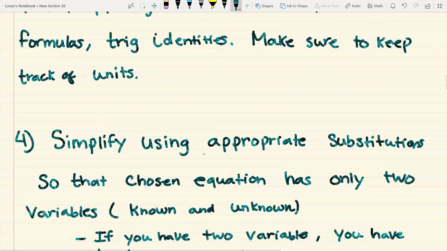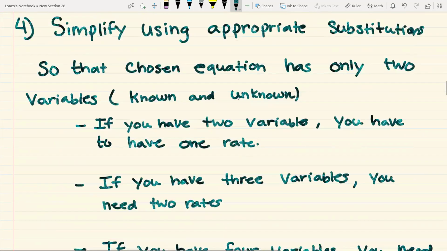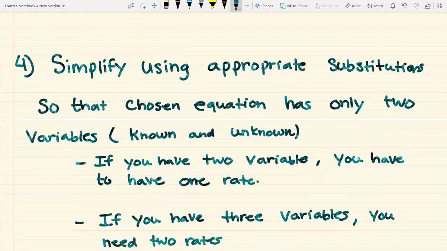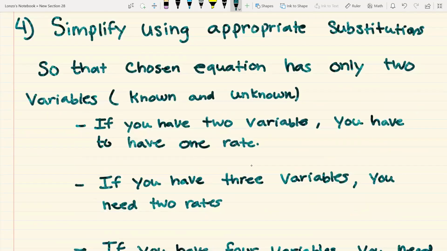Step 4, simplify using appropriate substitution so that the chosen equation has only 2 variables, known and unknown. So if they're talking about the area of a triangle, you're going to take the implicit derivative of that. What you have to know is if you have 2 variables, you have 1 rate. For example, the word problem might require the area of a circle, which is area equals pi r squared.